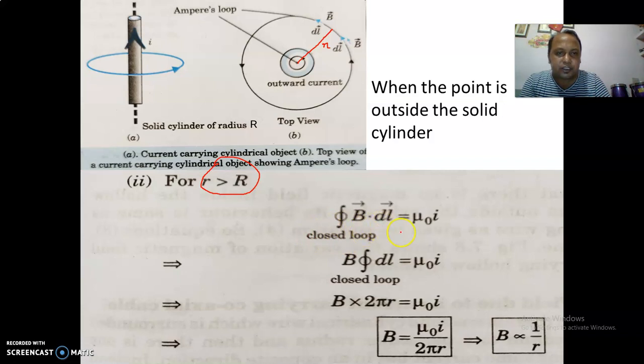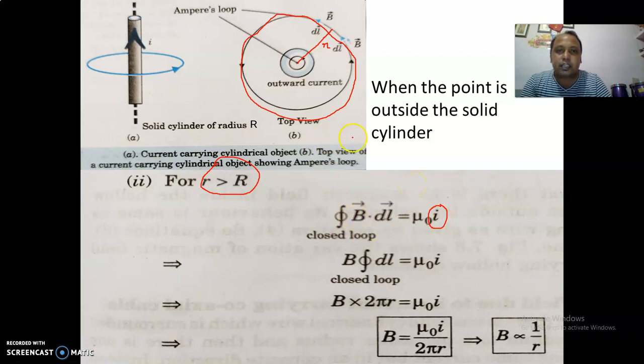Integration B dot dl over the closed surface is equal to mu naught into the total current threading the loop. Now this time you see, we know that the total current which the conductor carries through the cross section, the whole of the current is threading through the Amperian loop. This is the Amperian loop which we are considering here. So the total current is I. So B dot dl is equal to mu naught into the total current, which is I.